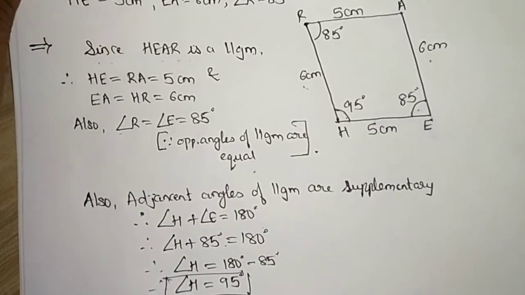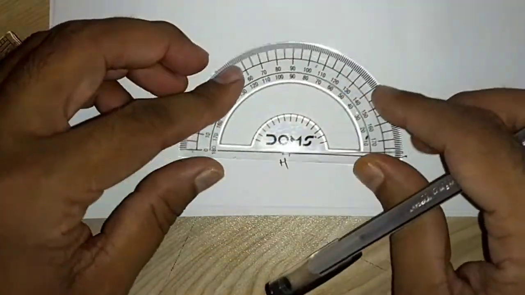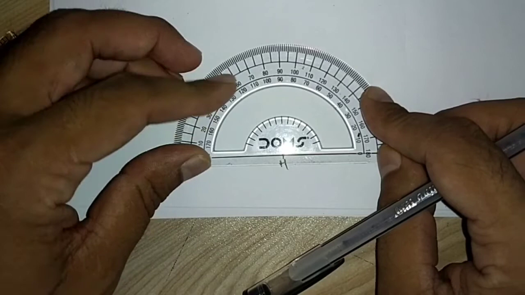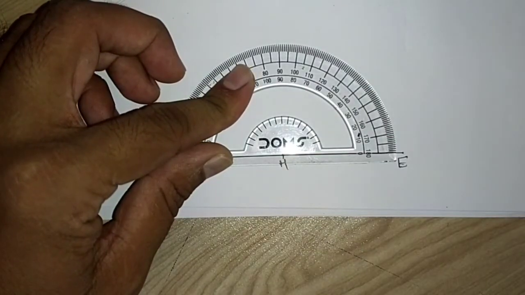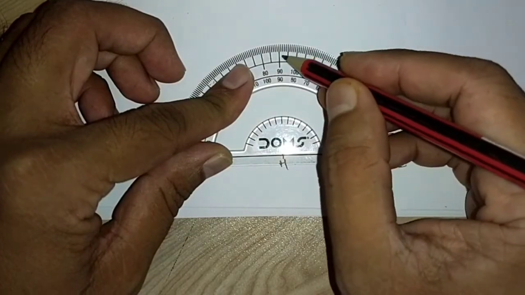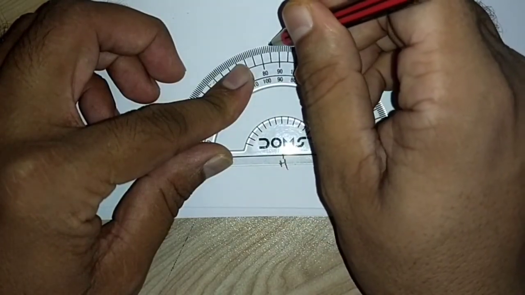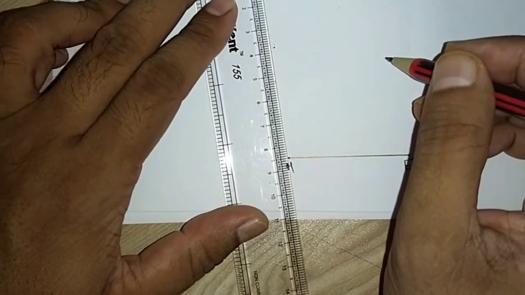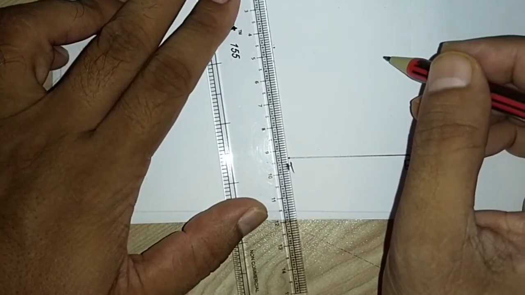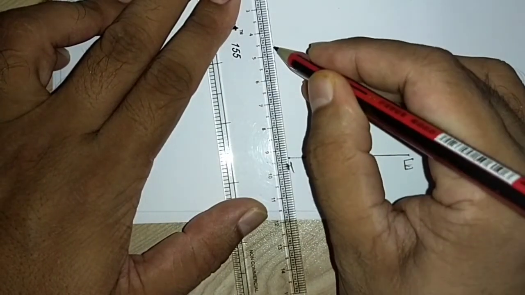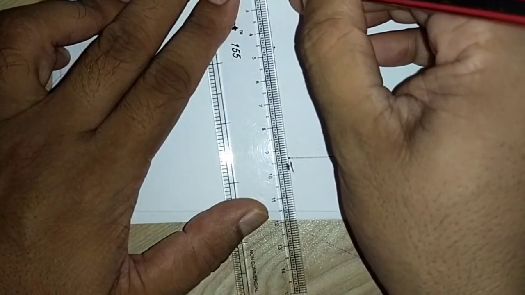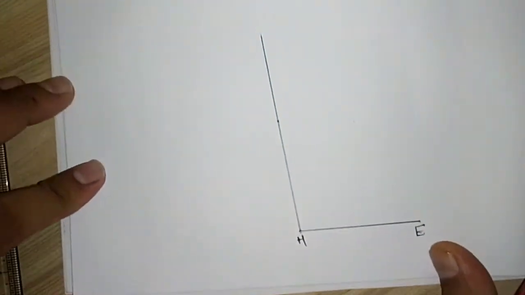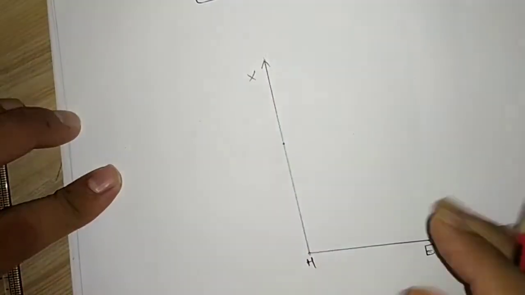So we will take protractor and put it on H. We will get the 95 degree we want. So we will count from 0, 95 is somewhere here, and extend the line HX. We will draw HX. We will extend it a little bit further, so that we draw ray HX.